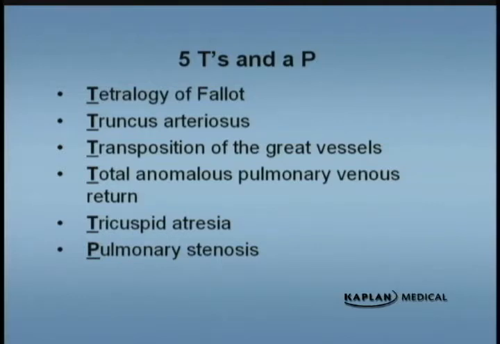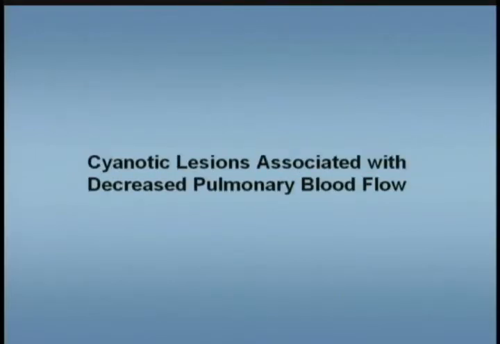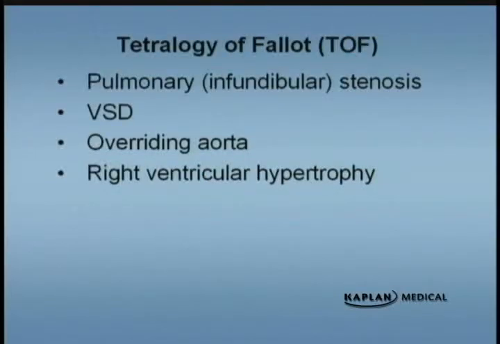So even though that was a stenotic lesion, pulmonic stenosis, if there's some kind of communication, an ASD or a VSD, then blood can shunt across and you can get cyanosis. The first one we're going to discuss is the tetralogy of Fallot. This is the most common congenital heart disease to cause cyanosis.